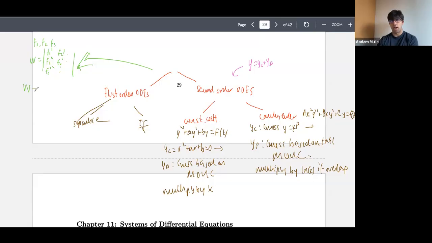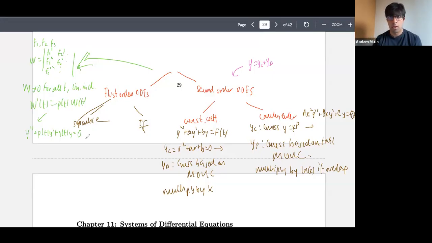If the Wronskian is not equal to 0 for all t, then the functions are linearly independent, right? And then we also know that W prime equals negative p times W if you write your equation as y double prime plus p of t times y prime plus q of t times y equals 0. Okay, a lot of information, but that's the core you need to know to do well on the placement exam.